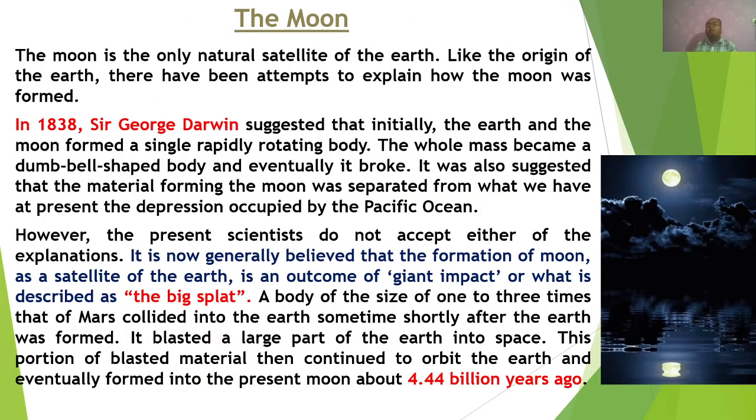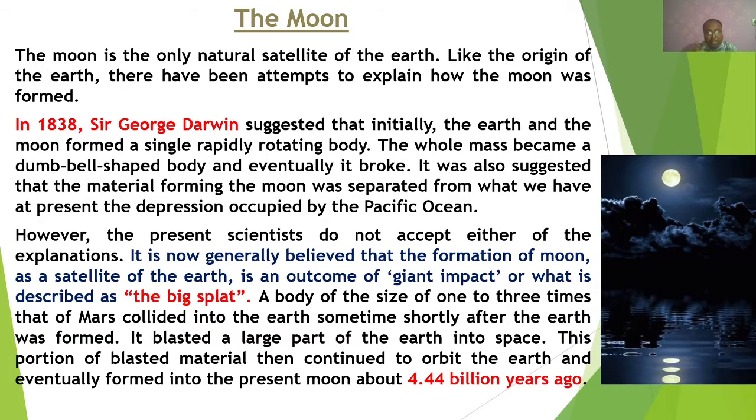Moving on to the next part, we have a very beautiful concept: the formation of the Moon. We have only one natural satellite, the Moon. The Moon is the only natural satellite of the Earth. Like the origin of the Earth, there have been attempts to explain how the Moon was formed. In 1838, Sir George Darwin suggested that initially the Earth and Moon formed a single rapidly rotating body.